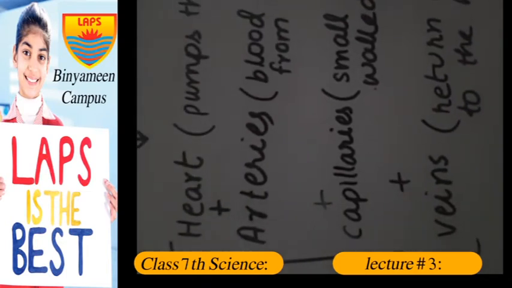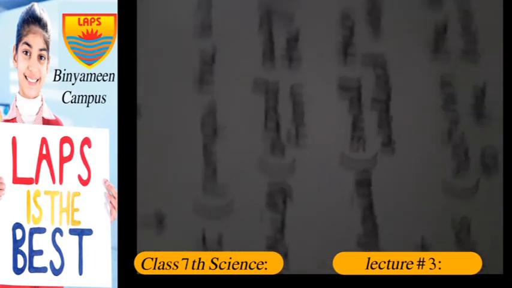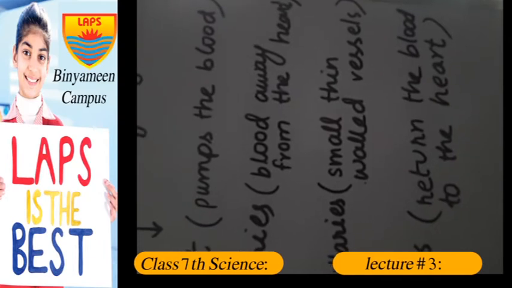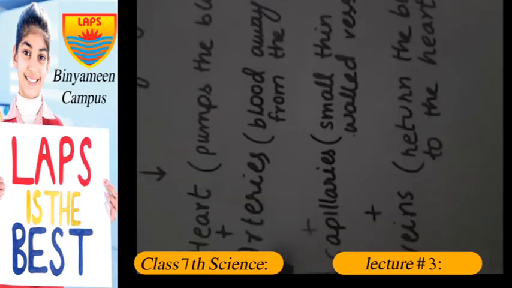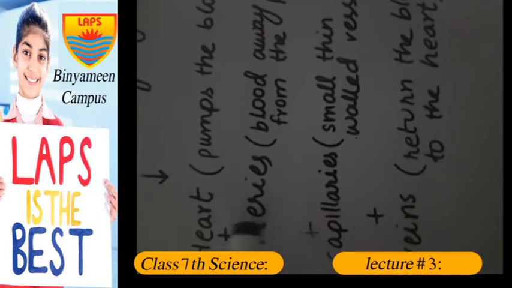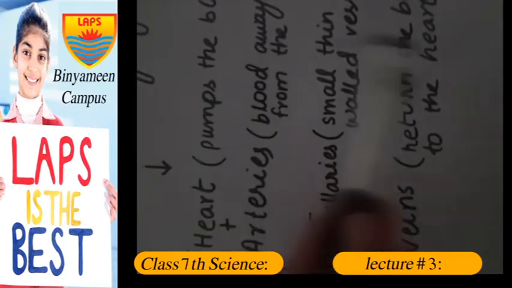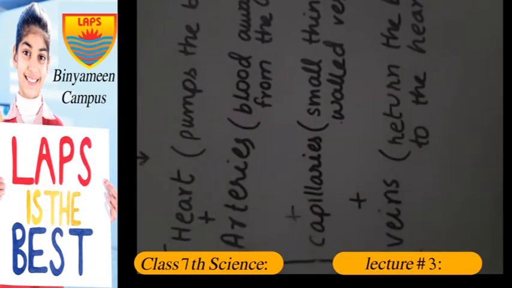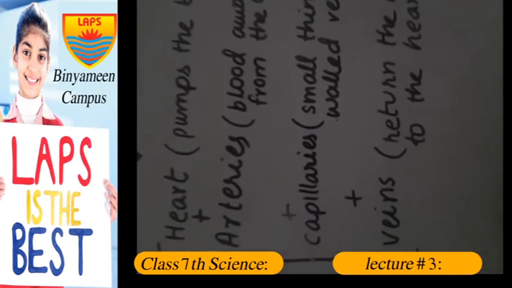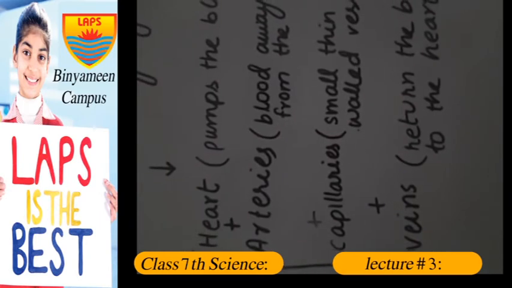Arteries are those blood vessels that carry blood away from the heart. So, the heart gives the blood to the arteries, and these arteries take the blood away from the heart and take the blood to other parts of the body. These arteries have thick walls because they have to withstand the high pressure of the blood.